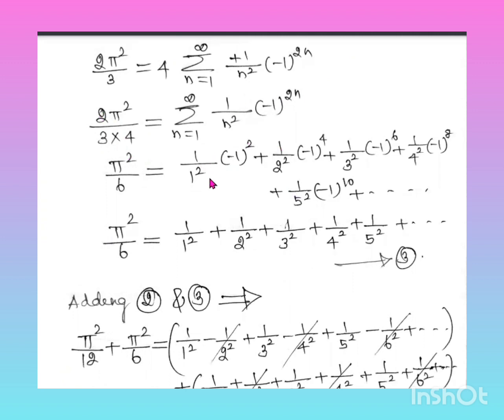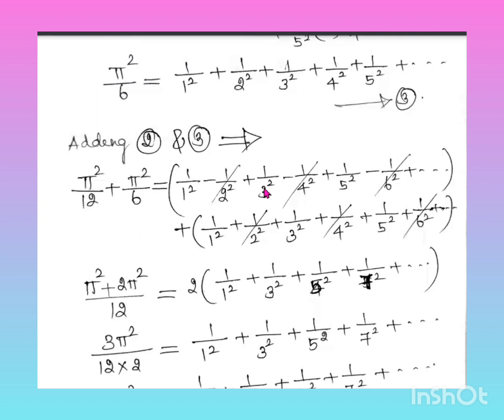1 by 1 square minus 1 square plus 1 by 2 square minus 1 power 2n, n equal to 2 means 4, plus 1 by 3 square minus 1 power 6 plus 1 by 4 square minus 1 power 8 plus etc. So pi square by 6 is equal to 1 by 1 square plus 1 by 2 square plus 1 by 3 square plus 1 by 4 square plus 1 by 5 square plus etc. Take this as equation number 3.